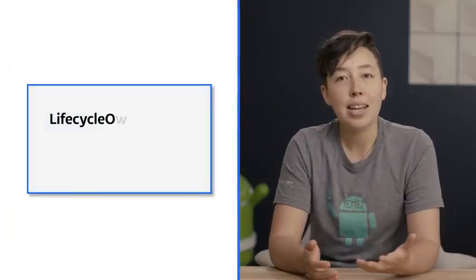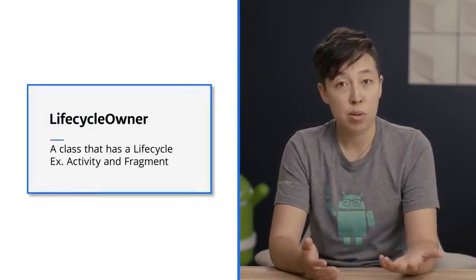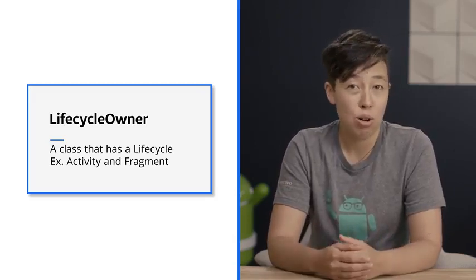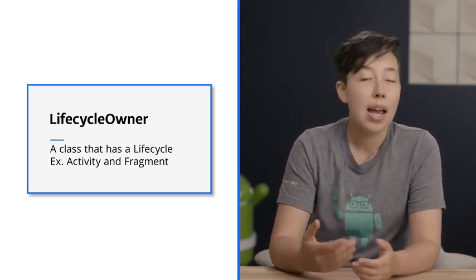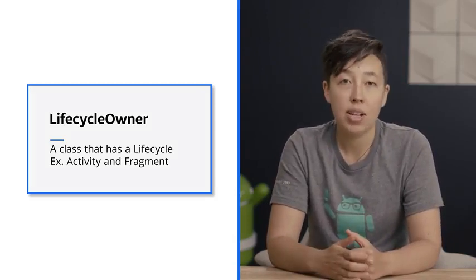What's more, the Lifecycle Library also introduced the Lifecycle Owner interface and the Lifecycle Observer interface. Lifecycle owners are anything that have a lifecycle, represented by that lifecycle object I mentioned before. Activities and fragments are perfect examples of lifecycle owners. I can take my activity, ask for its lifecycle object, and get information about the current state of the activity lifecycle.